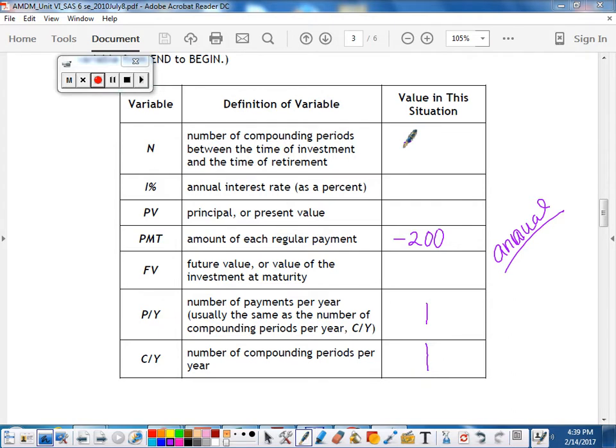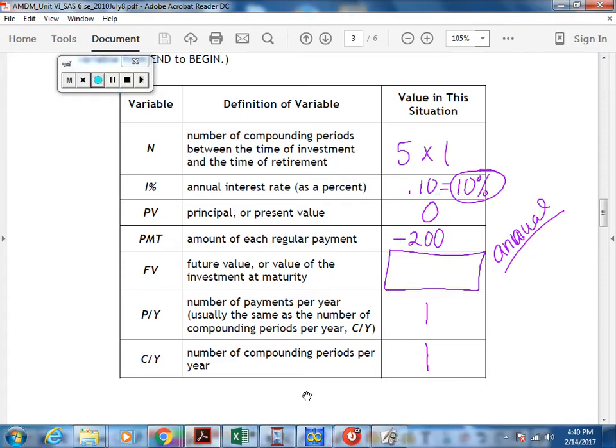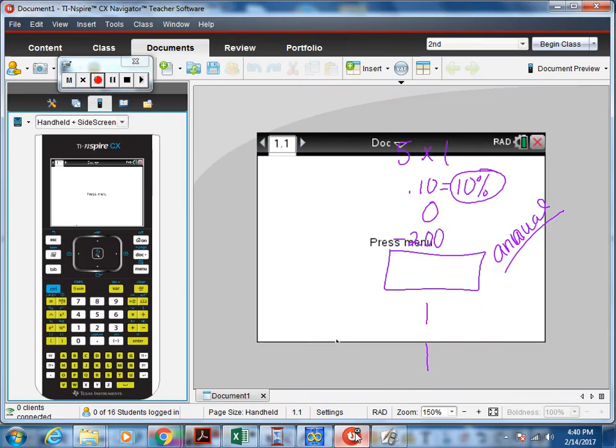And then we're doing 5 years, so 5 times 1. And then the interest rate was still 10%. Remember, the calculator wants it as 10, so this is the one you're actually going to type. Principal or present value: if you're adding money each time, you kind of start at 0, so this one's going to be 0 now. And we are calculating the future value. So now that we know what our numbers are, let's go ahead and use the calculator to make those calculations.